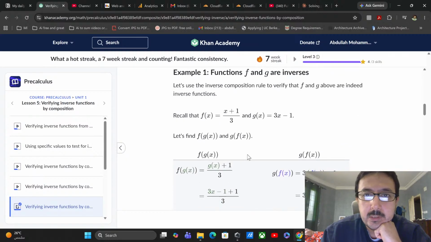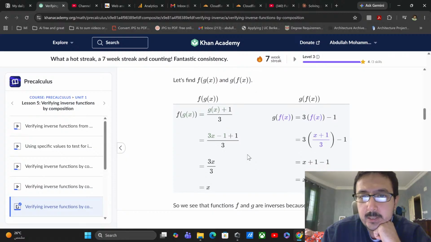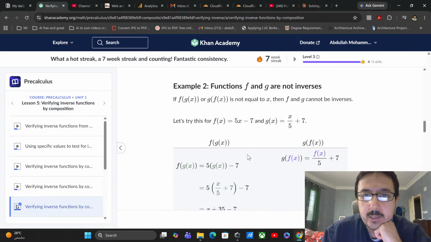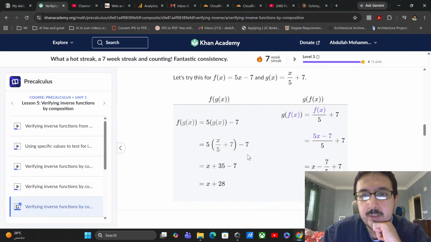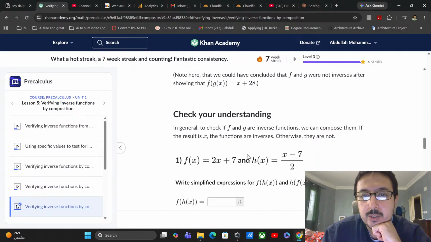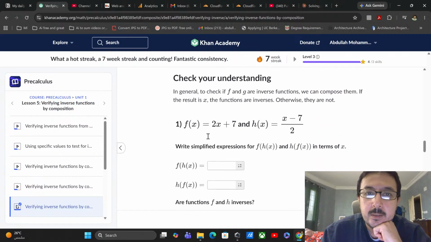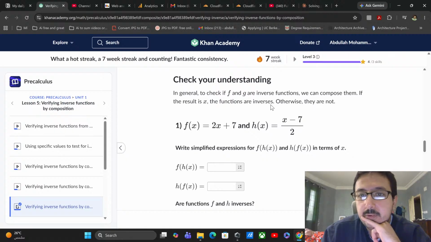Example 1. Example functions f and g are not inverse. Okay, check your understanding. In general, to check if f and g are inverse functions, we can compose them. If the result is x, the functions are inverses, otherwise they are not.